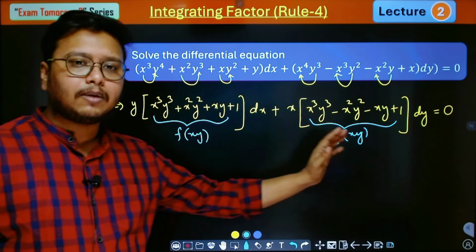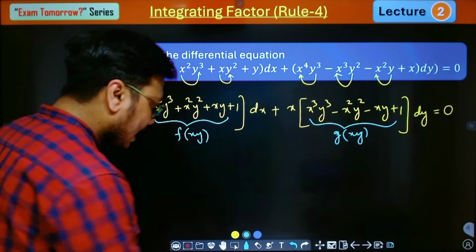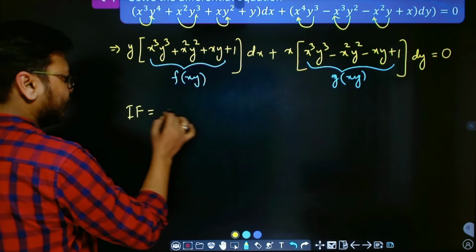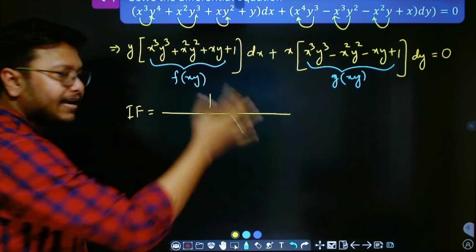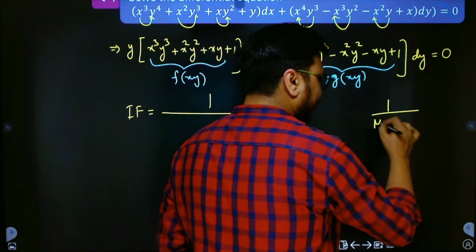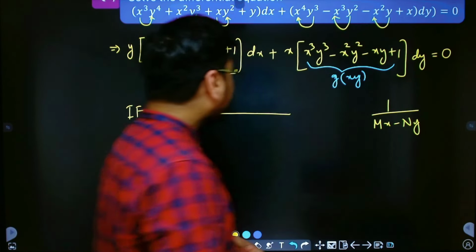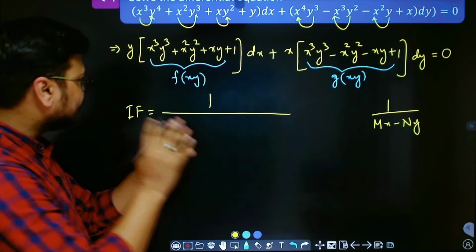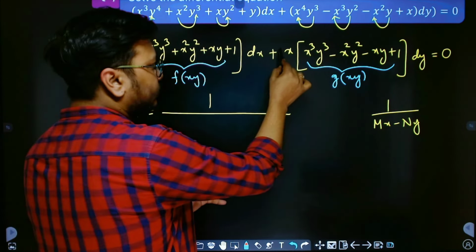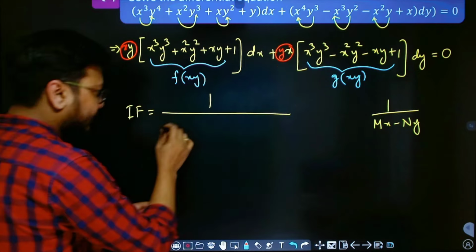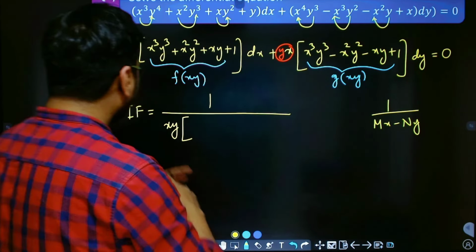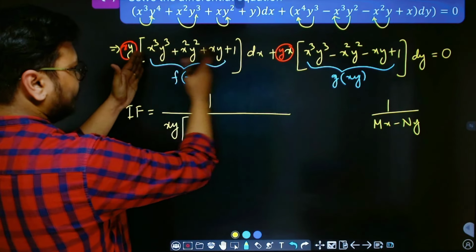So that means rule number 4 has become satisfied, and now I can say that my integrating factor is going to be 1 upon Mx minus Ny, right? Now Mx, as I told you, remember, if you multiply this with the x, it becomes xy. If you multiply this with a y, this becomes xy. So basically you can take xy fully common, just like I've done in the previous question, right? So if xy is taken common, I have these terms.